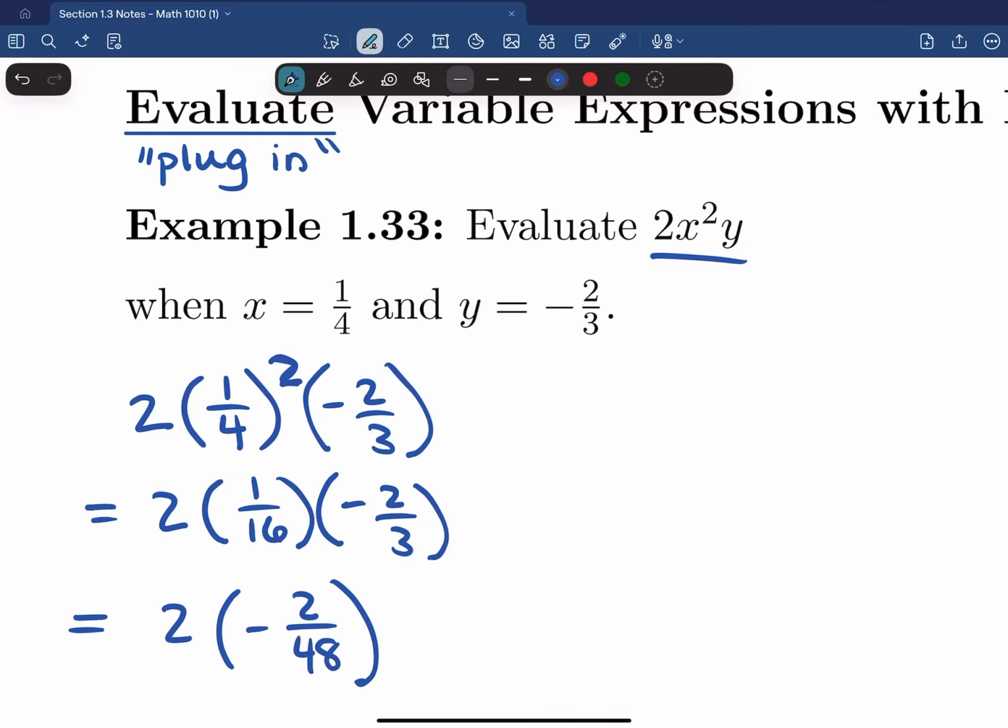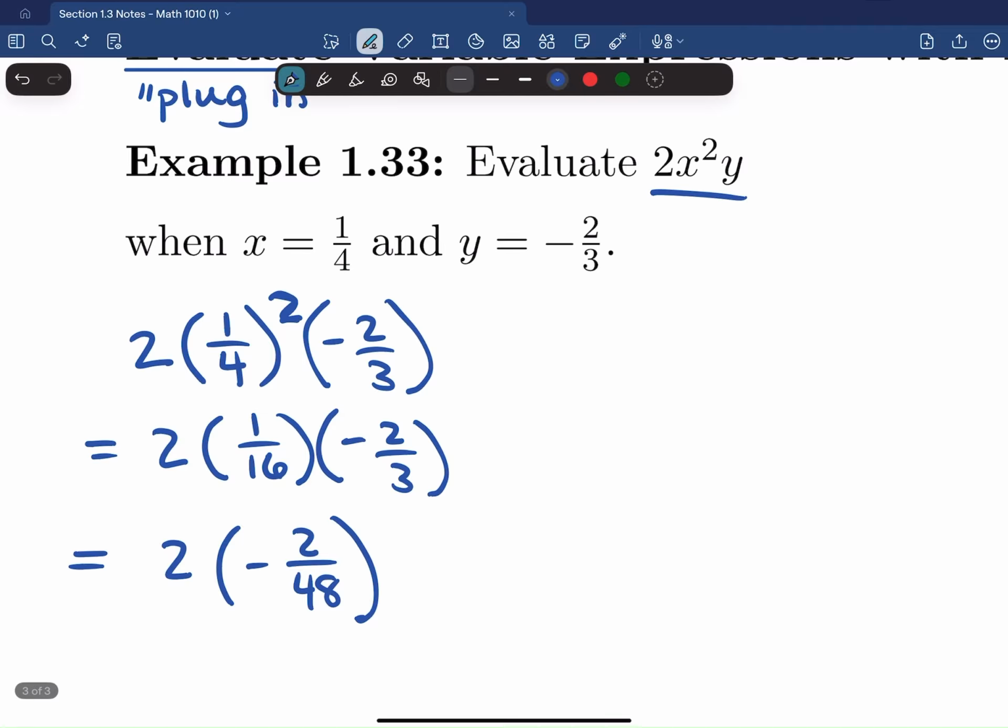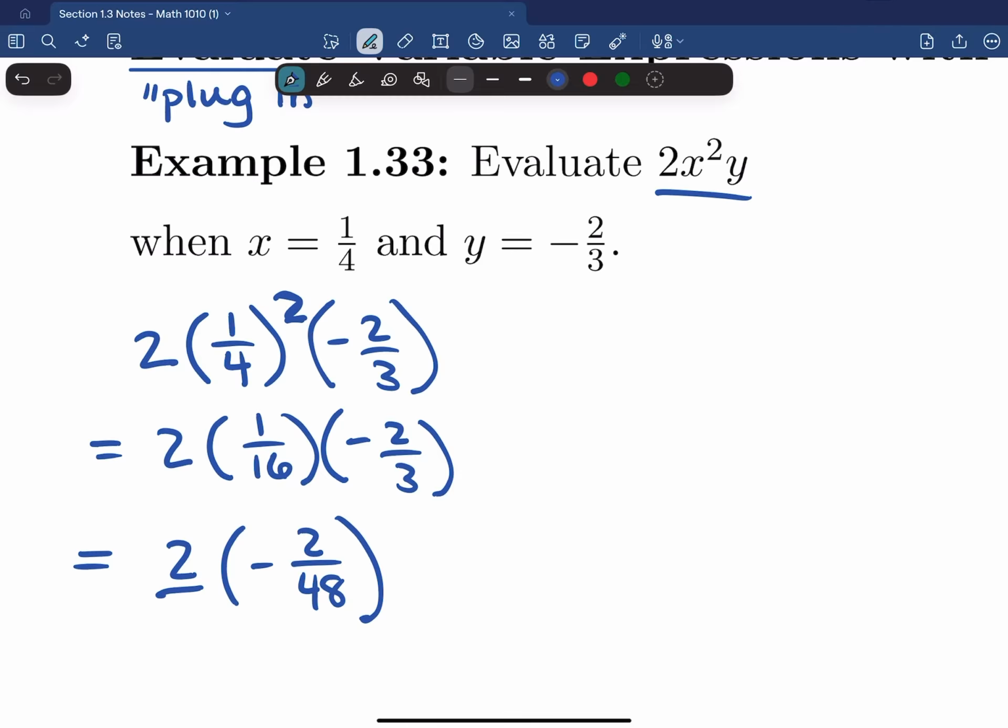Now, the number 2 in front of this fraction, it's an integer being multiplied by the fraction. You could always turn an integer into a fraction itself. Right? 2 is the same thing as 2 divided by 1. You can make this division by 1 appear so that you can treat this as fraction multiplication. So let's multiply these two fractions together now. 2 times -2 is -4, and 1 times 48, well, that's 48.